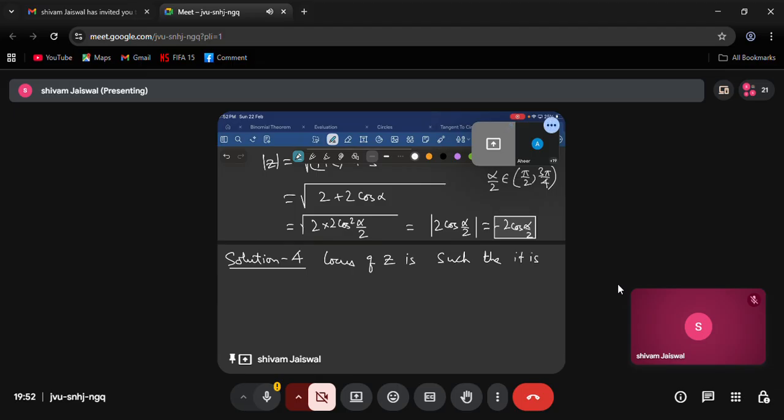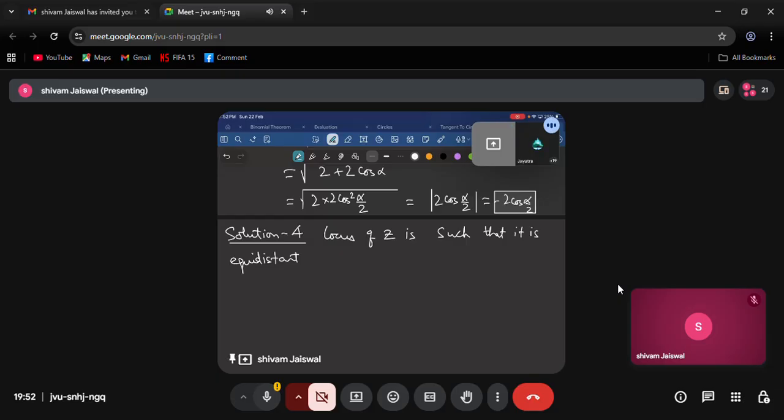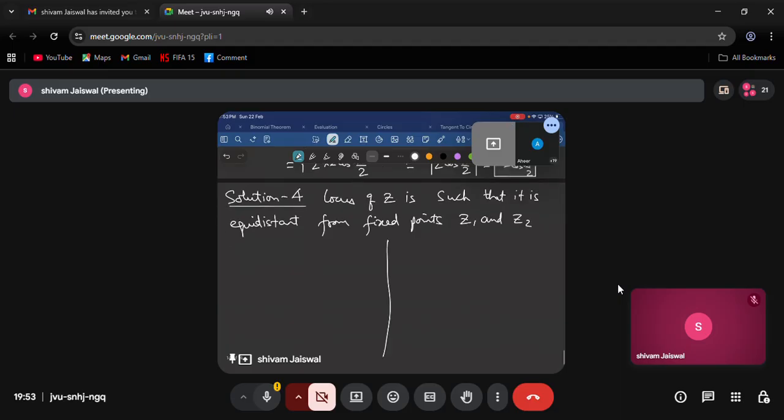What does it represent, everyone? Such that it is equidistant from two fixed points. Circle? Ellipse? No. It's a perpendicular bisector of z1 and z2. Right? Equidistant from fixed points z1 and z2. So basically this is the complex number, this is z1, this is z2. It will be a straight line, the perpendicular bisector of z1 and z2.